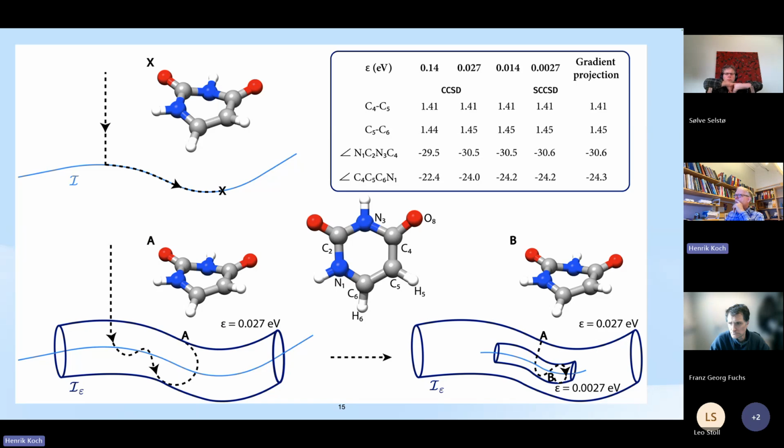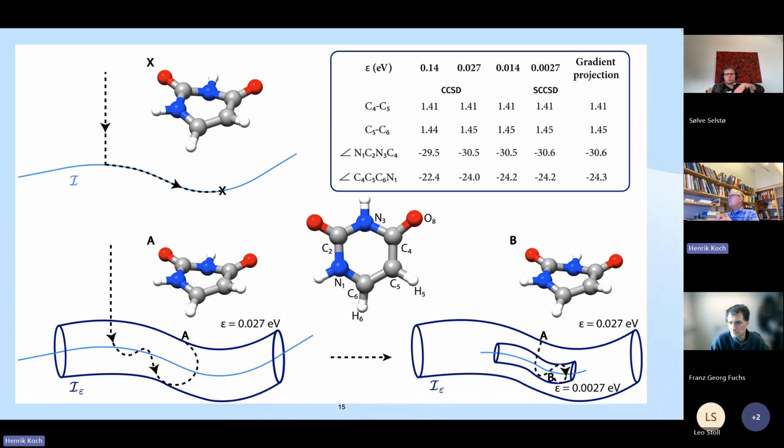So just here to show you 2 examples. We have on the top part the size of this seam. So you have 0.14 eV that you add to your function. So you stay 0.4 eV away from the seam. And then you decrease it to 0.27. And then this is for CCSD. And you see that it's not much that the geometry actually changes. You get small change of the angles.